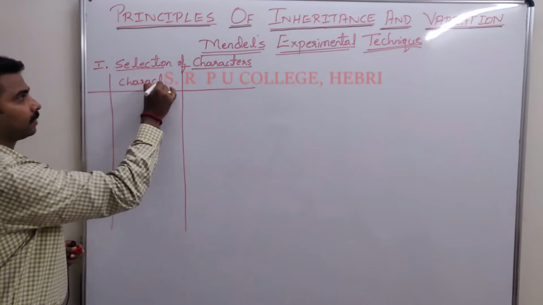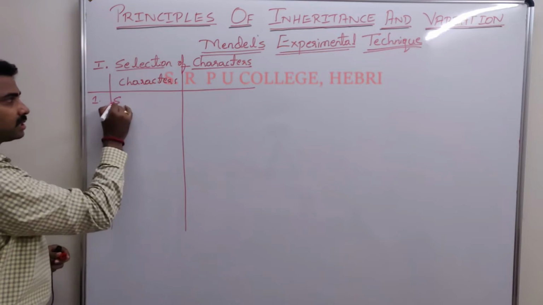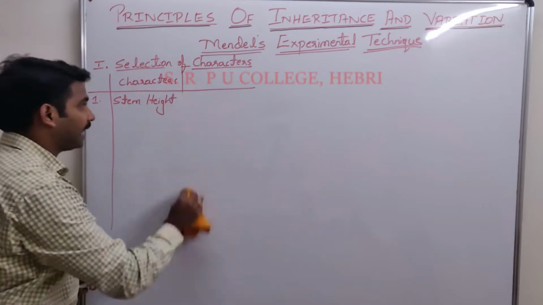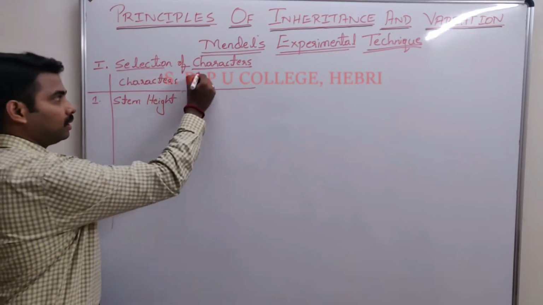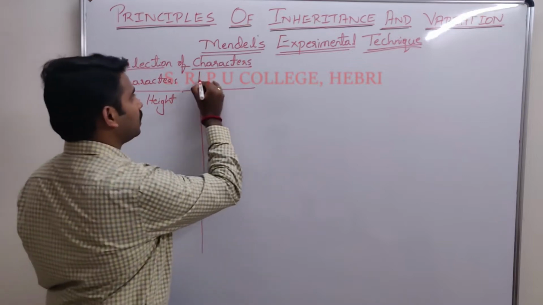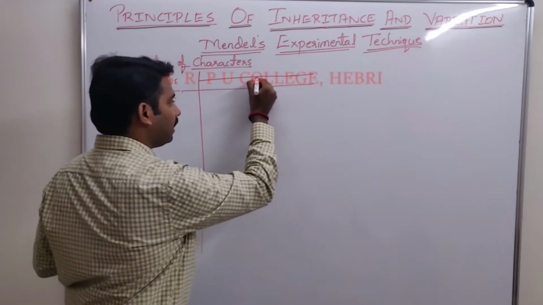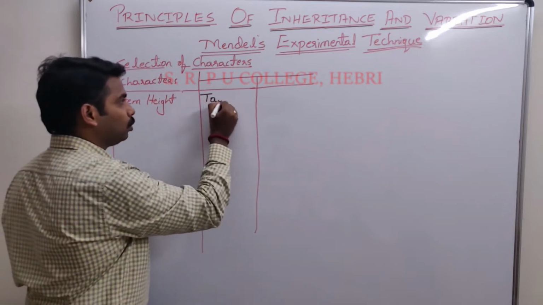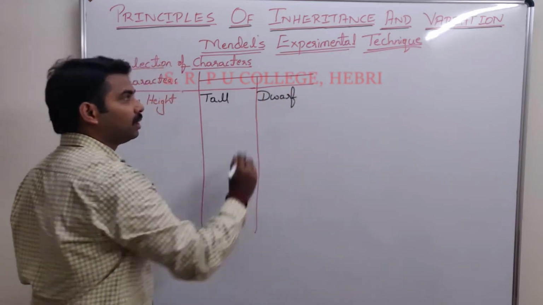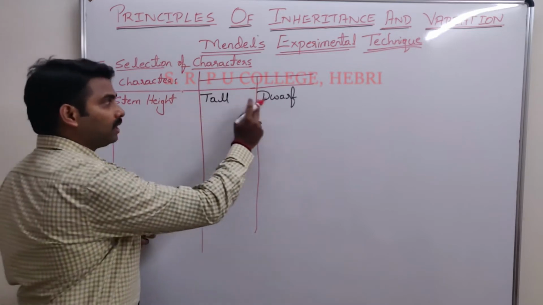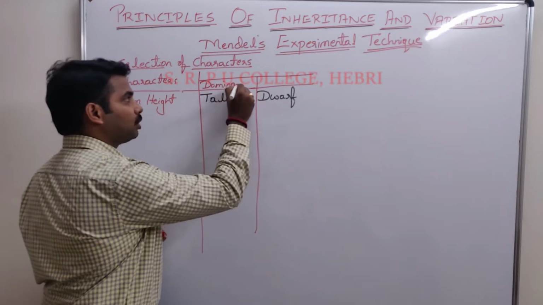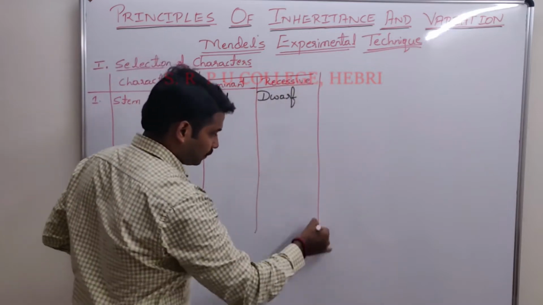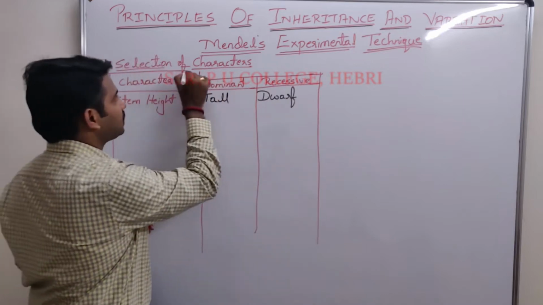What are they? The first one is stem height. What is the first character? He selected stem height as a character. When he observed various Pisum sativum plants and considered stem height as a character, he came to know that some of the pea plants were tall, some were dwarf. And he came to know that out of the two, one is dominant based on his study. I will tell you the meaning. Another one is recessive. Clear?